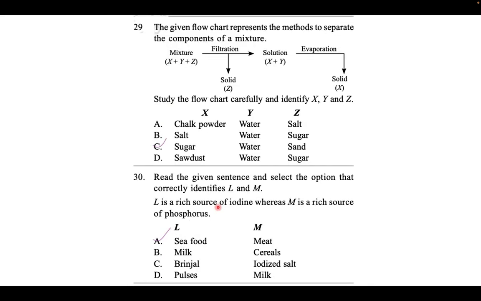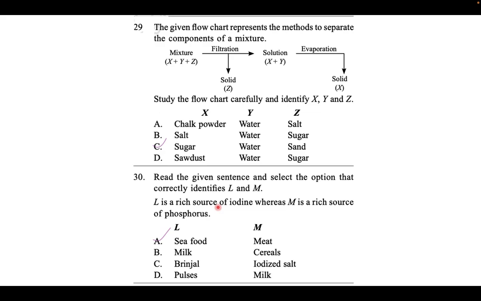From the flowchart, it can be concluded that X and Z are solids and Y is a liquid. Z is obtained as a residue on filtration, which means Z is an insoluble solid, while X passes into the filtrate, meaning X is a solid which is soluble in water, which is Y. Therefore, X, Y, and Z are sugar, water, and sand respectively.